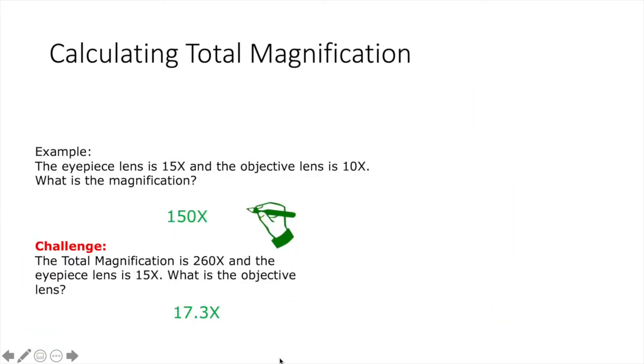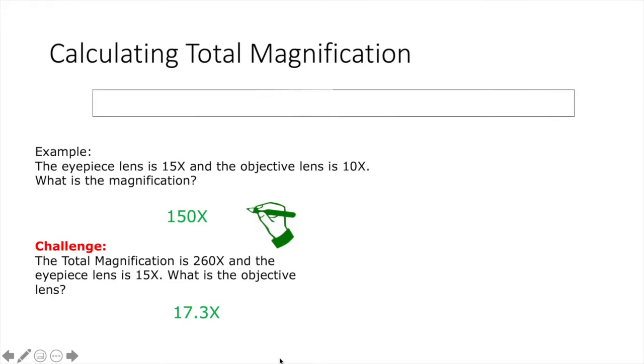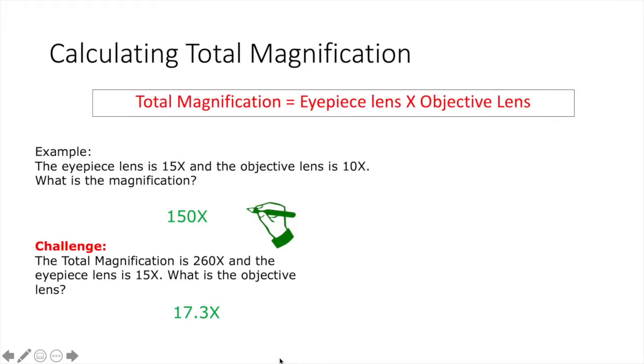You should have got 150 times and also 17.3. You get 17.3 as you do 260 divided by 15, which gives you 17.3 times as the magnification. So always, the key message is to make sure that you remember your equation.